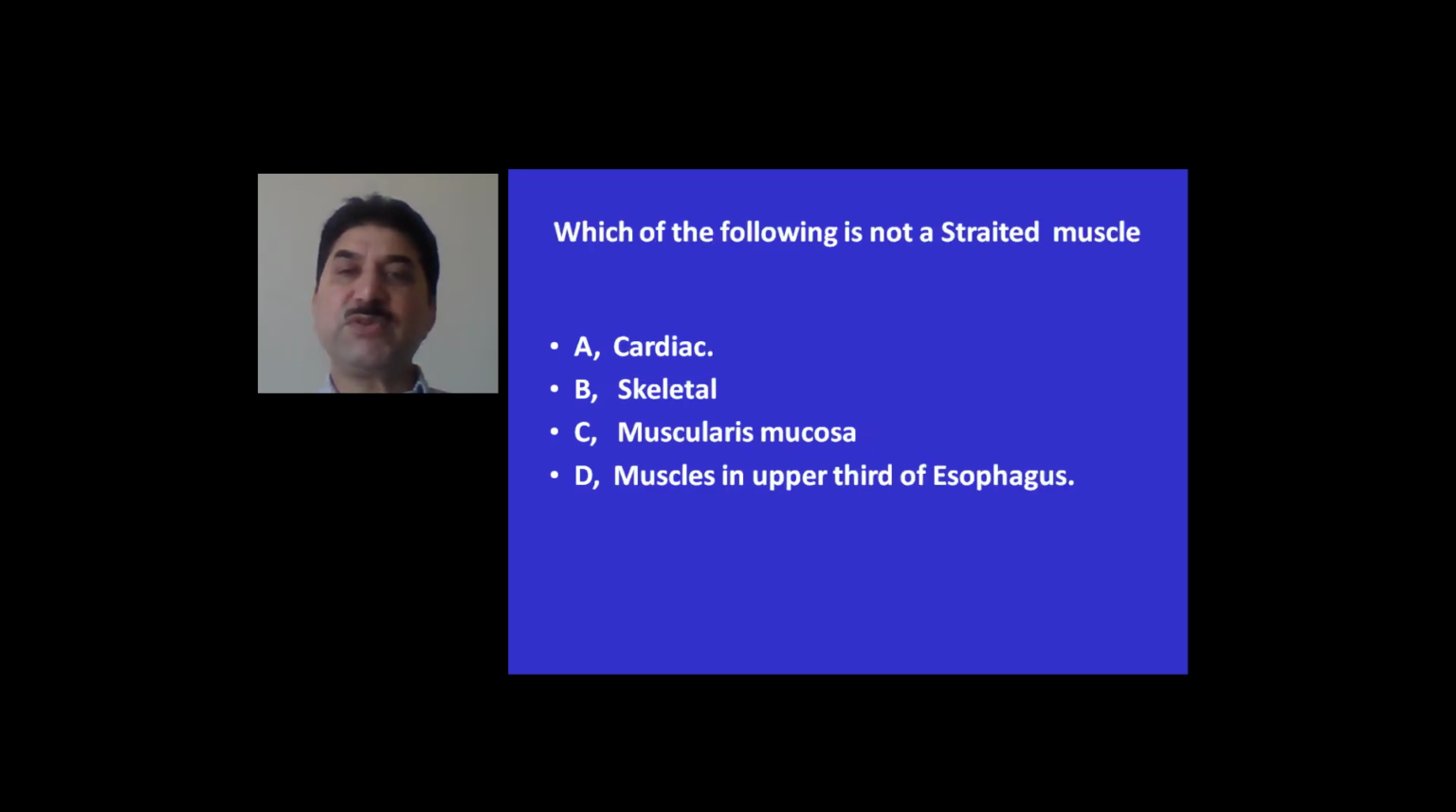Which of the following is not a striated muscle? Cardiac, skeletal, muscularis mucosa, muscles in the upper third of the esophagus. There is no doubt between the cardiac and skeletal muscle, both are striated. Now remains the C, muscularis mucosa. Muscularis mucosa is basically the smooth muscle of the gut, so it is non-striated. Muscles in the upper third of the esophagus: esophagus in upper third has skeletal muscle, in the middle it is mixed, in the lower third it is smooth. So in the upper third we have skeletal, so striated muscle.